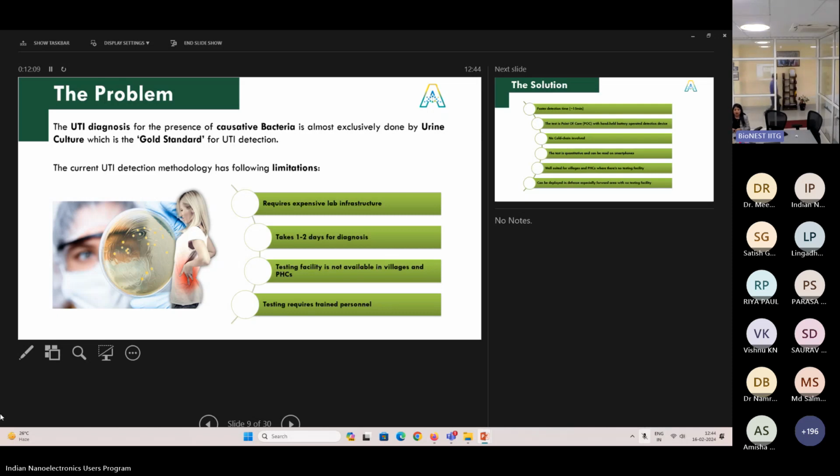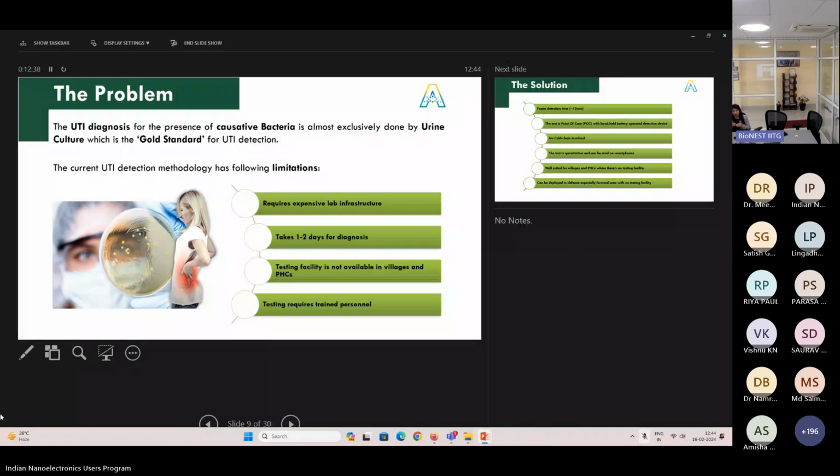The second pain point was that for doing this testing, you require a full infrastructure. You need trained personnel, you need incubators, you need a lab, you need a laminar flow. So all these things you need, right? These are the two pain points. When we started working on this solution, we were not addressing the price point. We were addressing these two pain points: that we should get faster results, and our system should be point of care.